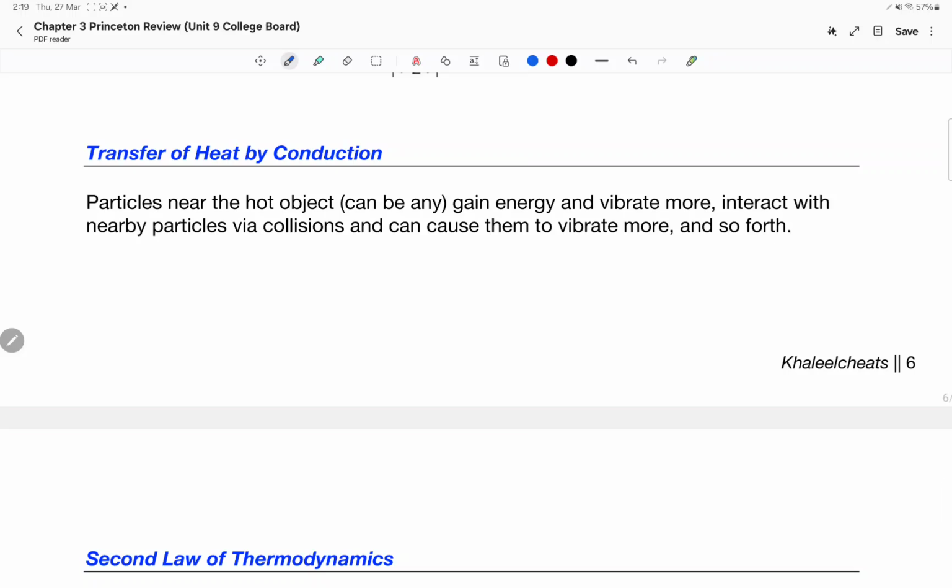There are 3 methods of heat transfer from a hotter object to a colder object. Conduction requires the physical touching of the two objects, where the hotter object will give its heat to the colder object via collisions. You have to have collisions.